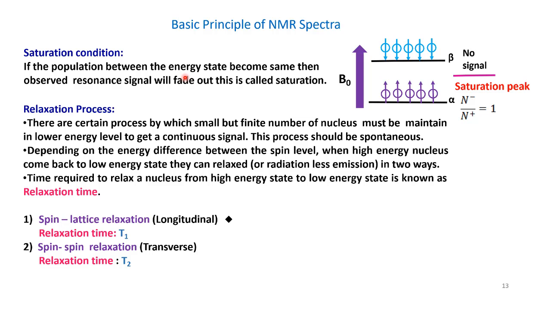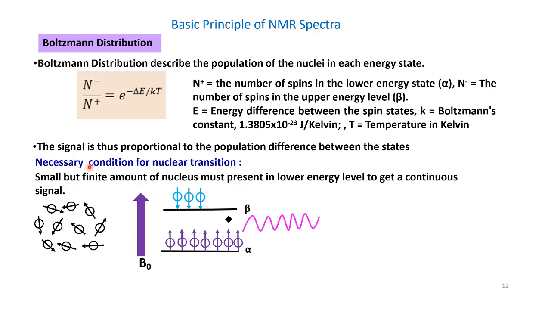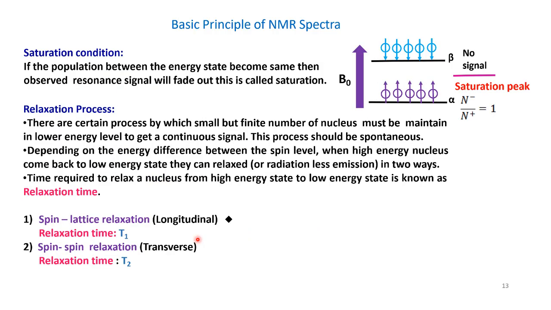Then in the relaxation process, there are certain processes by which a small or finite number of nuclei must be maintained in the lower energy level, as I have already told, for a continuous signal. So this is a necessary condition, and to get the continuous signal, the process should be spontaneous. Now, depending upon the energy difference between the spin levels, when high energy nuclei come back to the low energy state, they can relax. So the radiationless emission will happen, and the time required to relax a nucleus from the high energy state to the low energy state is known as the relaxation time.